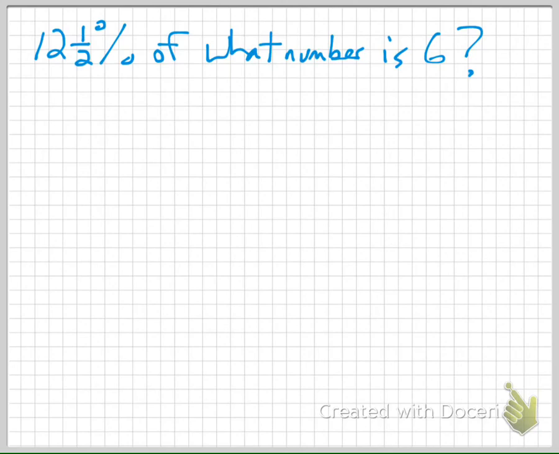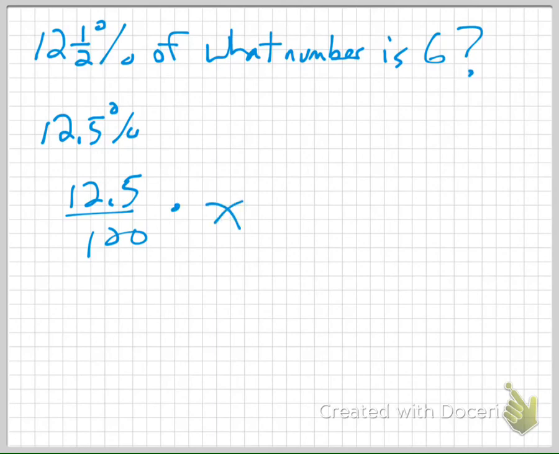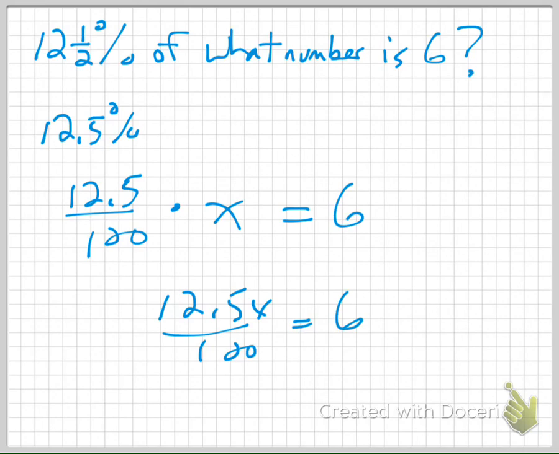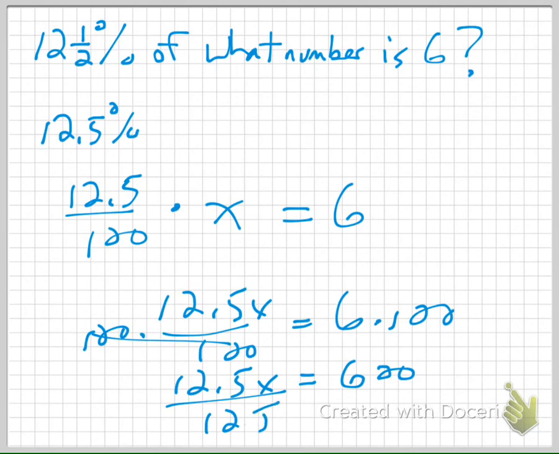Quick, let me show you. How do you write down 12.5%? It would be 12.5 over 100. Agreed? Again, of means times x, is equals 6. 12.5x over 100 equals 6. Times 100, times 100. 12.5x equals 600. 600 divided by 12.5, divided by 12.5. 600 divided by 12.5 is 48.